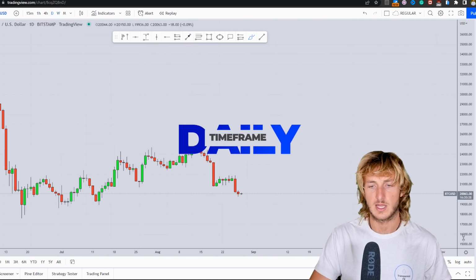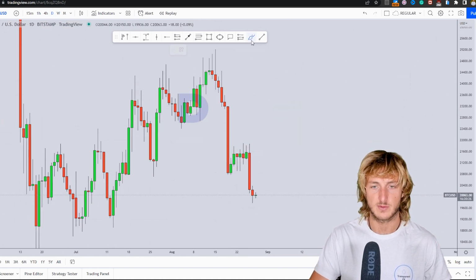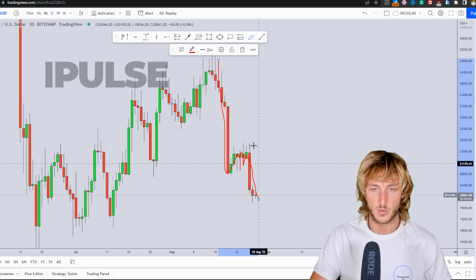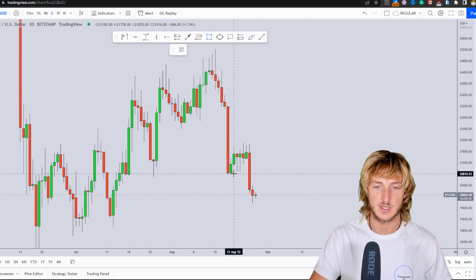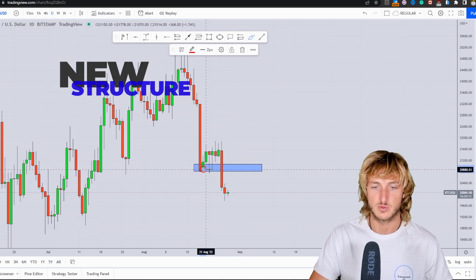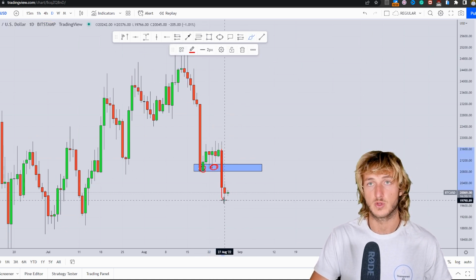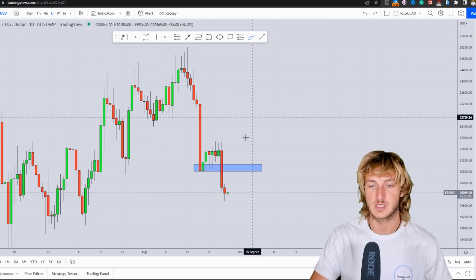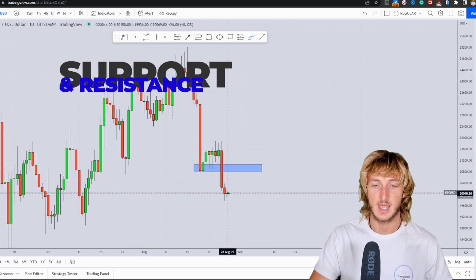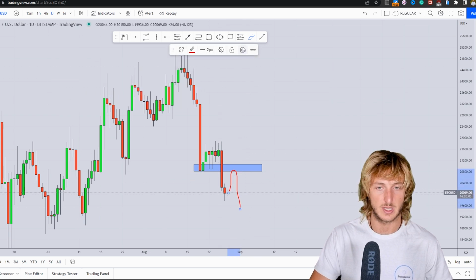Now, dropping down on the daily, what do we see? From a daily perspective, we can see that we did get an impulse correction with this kind of horizontal accumulation, rejection lower. Now, in a situation like this means that we just created new structure. With this level of previous support, which now that it has been broken to the downside, is actually turned resistance. So what we have here is previous daily support turned resistance, and we could expect a rejection to the downside.